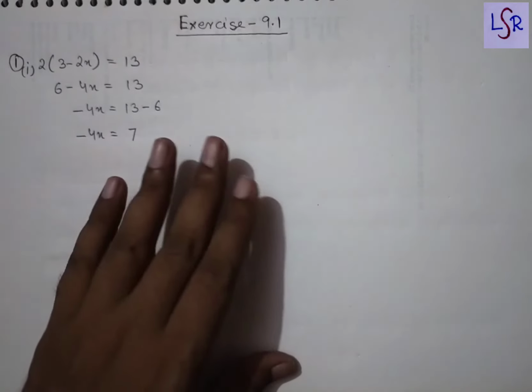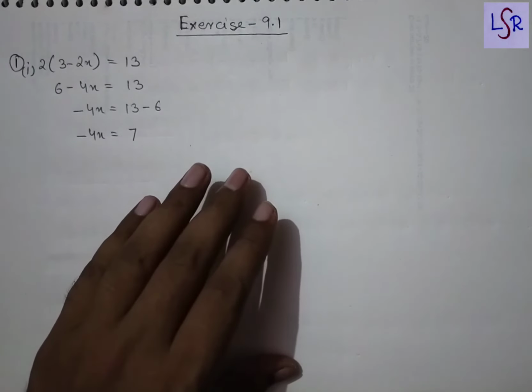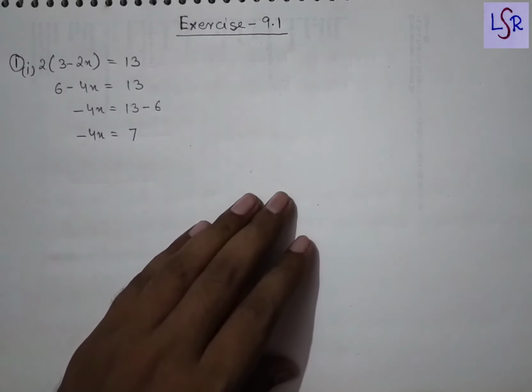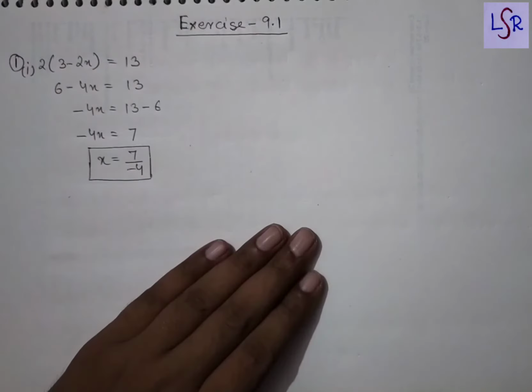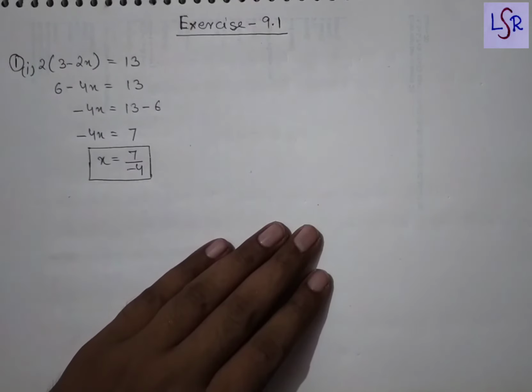Now minus 4 will be transposed from LHS to RHS, and on LHS minus 4 is multiplied by x. So in RHS it will be divided. And here we get the value of x as 7 upon minus 4.